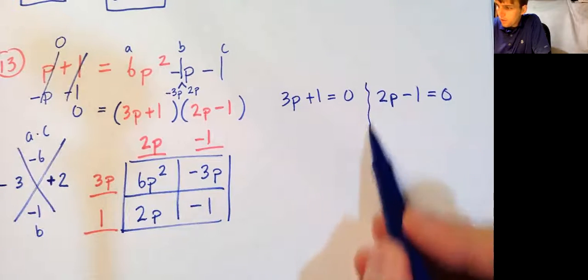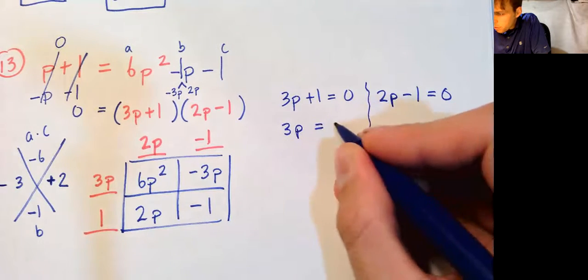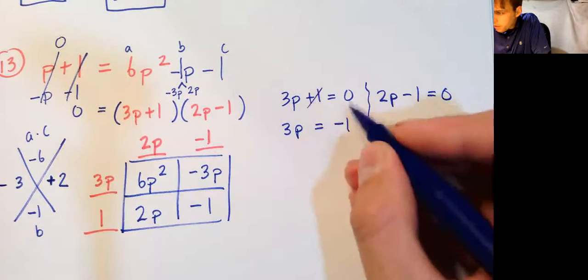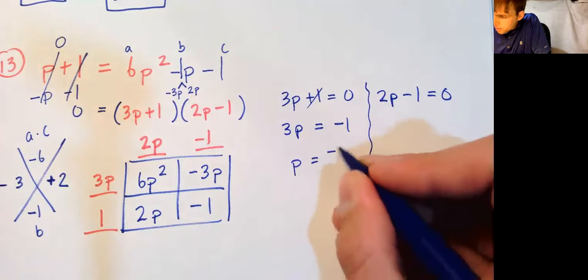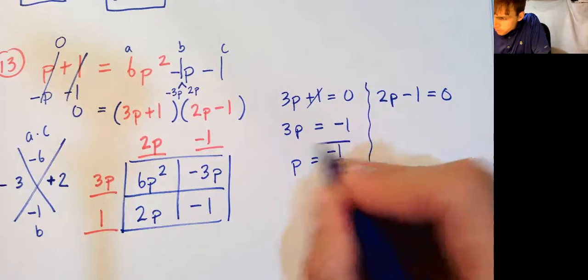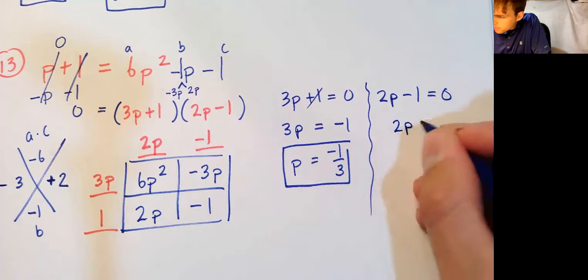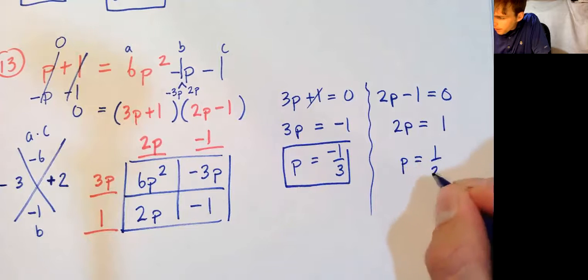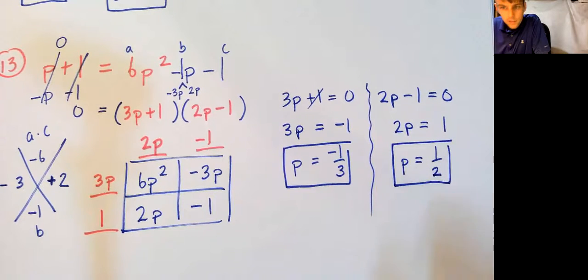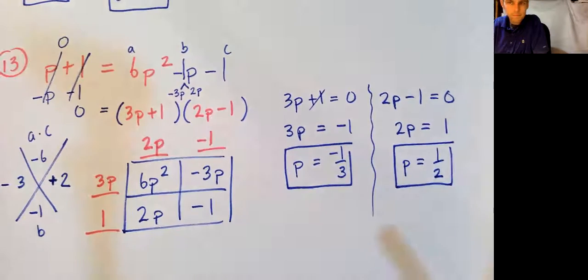And then solving these two will give us our solution. So 3p is going to equal negative 1 when we subtract that 1 on both sides. Divide by 3. I get negative 1/3 for my first solution. And adding 1 to both sides, and then dividing by 2, I get 1/2 for my second solution. So there we go, 2 solutions for that one. We could go ahead and plug them back in and make sure they work. I hope they do.